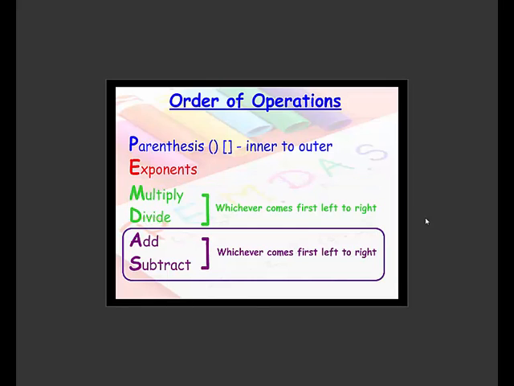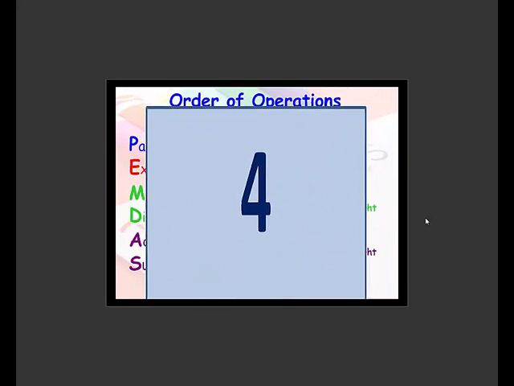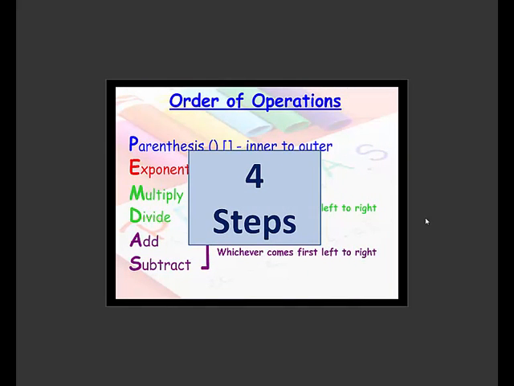Finally, the last is adding and subtracting. These are also inverse operations of each other, so we do these together as well. And if there's multiple adding and subtracting opportunities, we do whichever comes first, left to right. So we have 4 steps when doing the order of operations. Some math teachers will point out that these 4 steps spell out a word, P-E-M-D-A-S, PEMDAS. And that's just a mnemonic device, excuse me, to help us remember what to do.